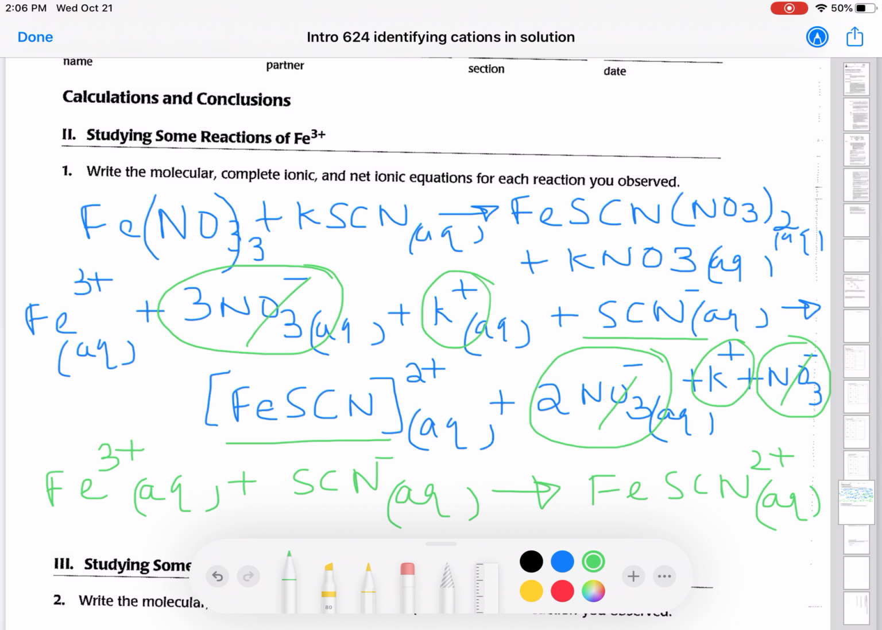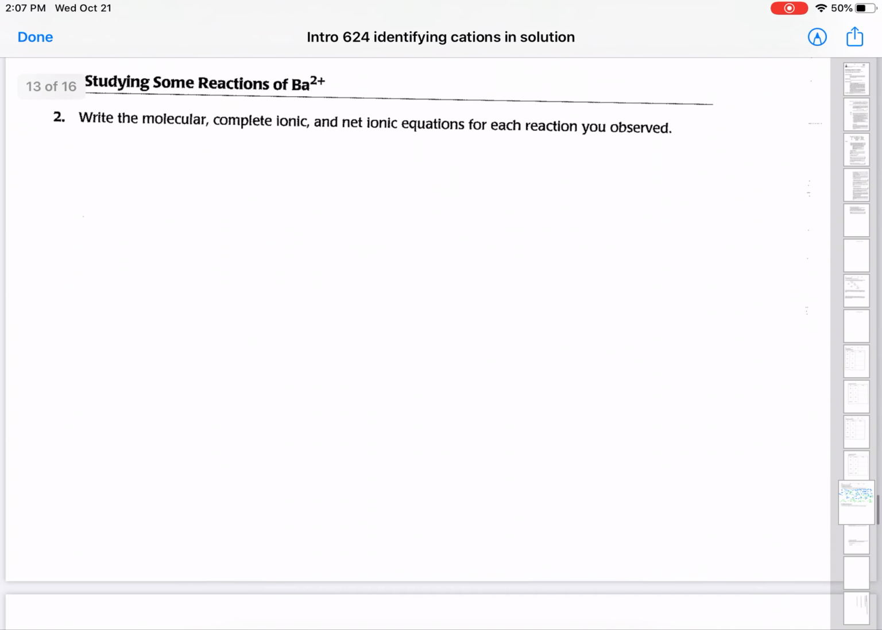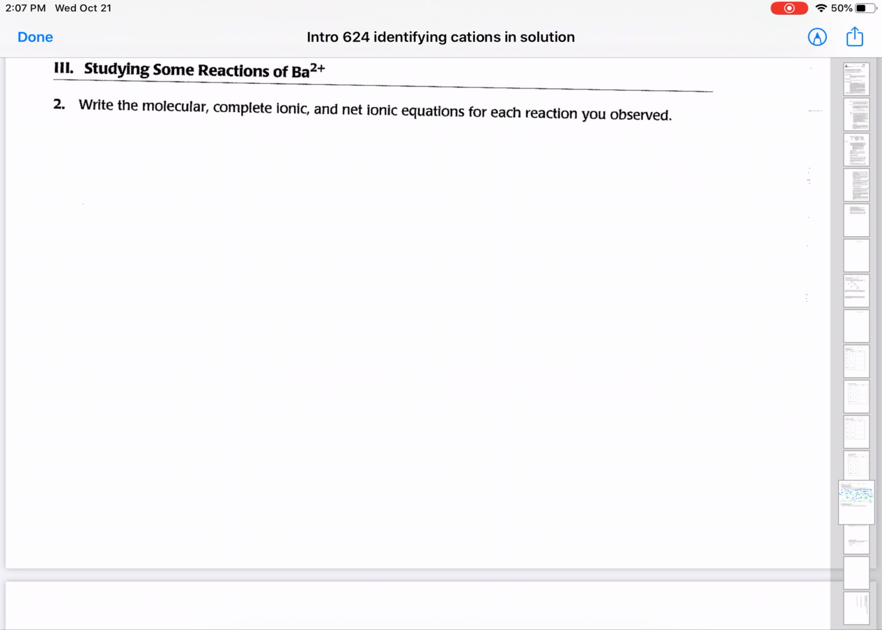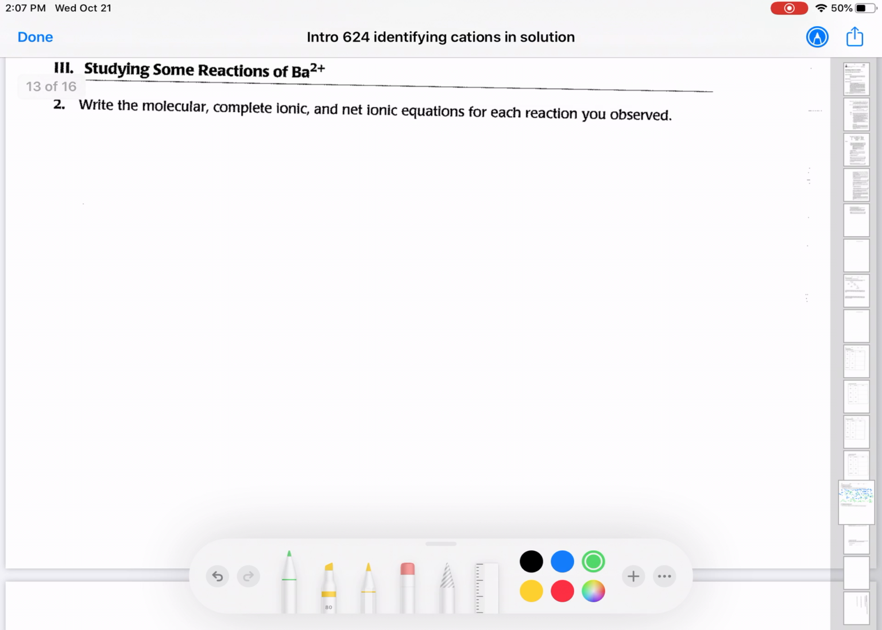For each reaction you observed, we observed this reaction, so you can write these three equations. Iron nitrate with HCl, no reaction. Iron nitrate with sodium sulfate, also no reaction. Iron nitrate with sodium acetate, also no reaction. So this is the only reaction that took place, so you only need to write the equation for this one. And then the next ones are some reactions of barium. So barium reacted with sulfate to form barium sulfate. So we can do that and write down the complete ionic and net ionic equations.